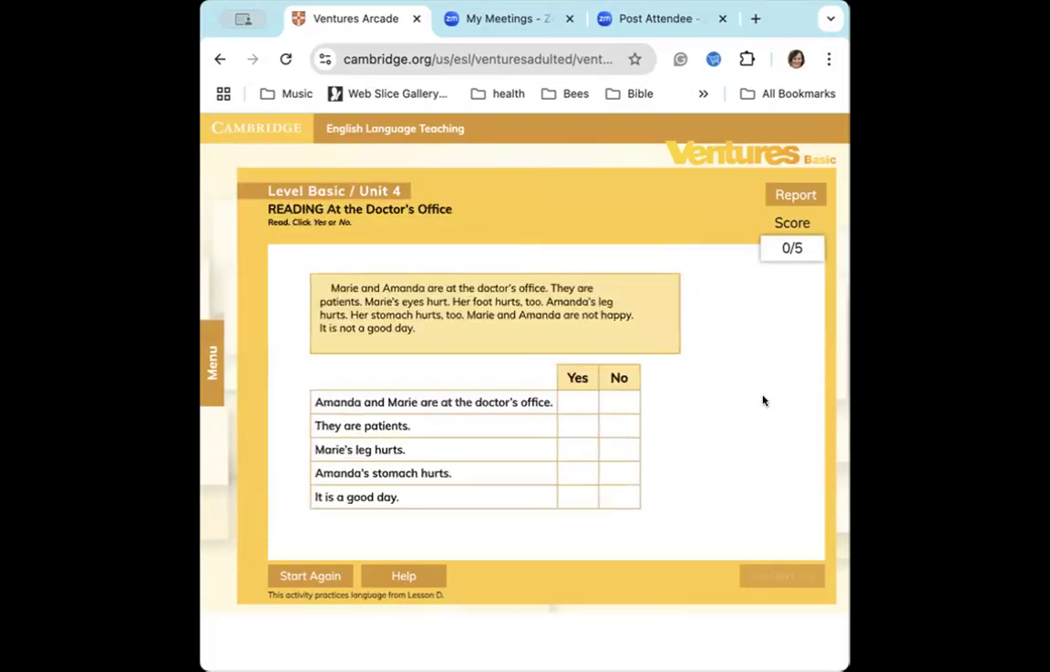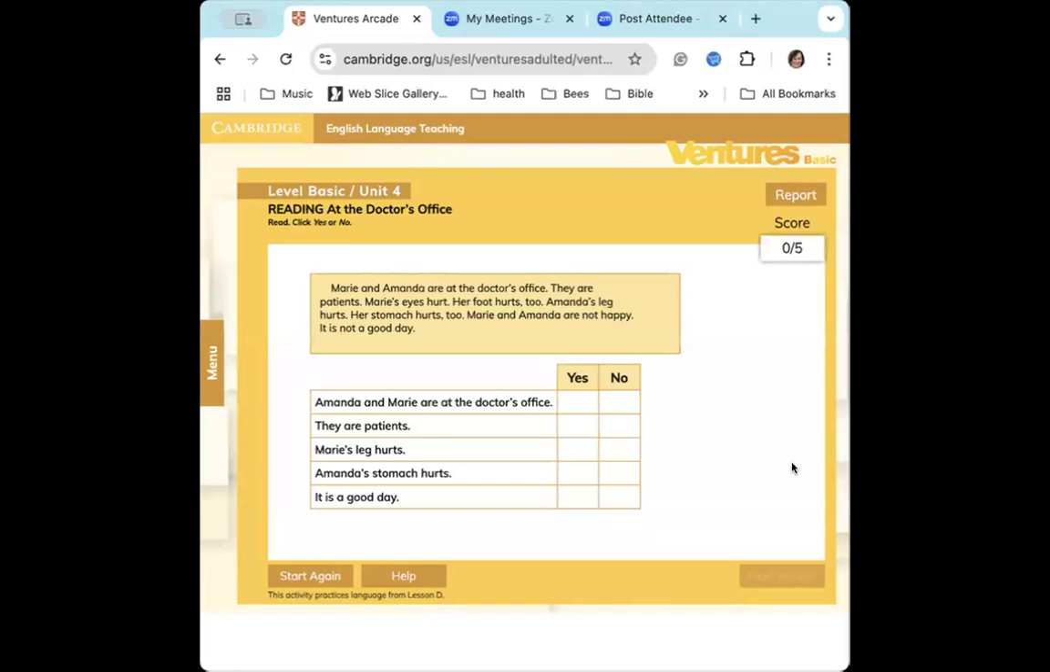Marie and Amanda are at the doctor's office. They are patients. Marie's eyes hurt. Her foot hurts too. Amanda's leg hurts. Her stomach hurts too. Marie and Amanda are not happy. It's not a good day.